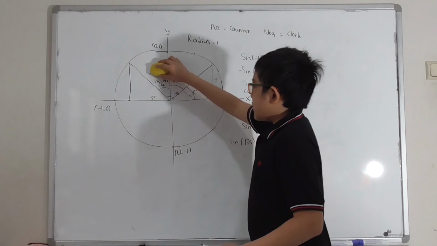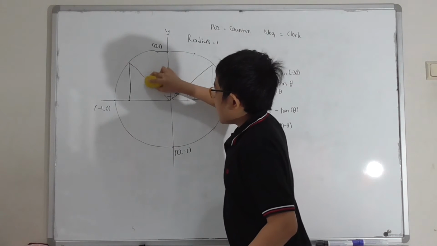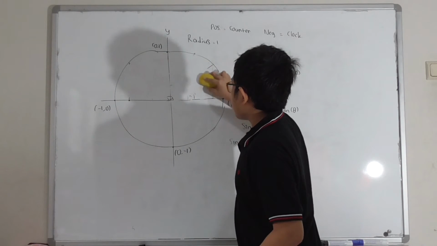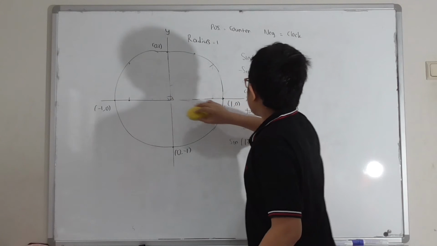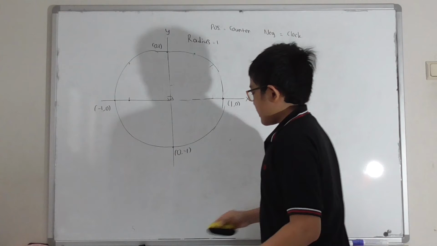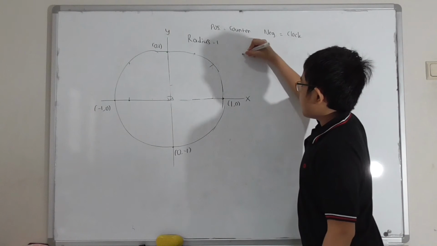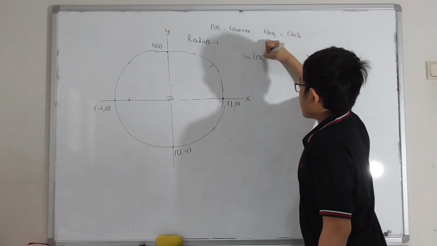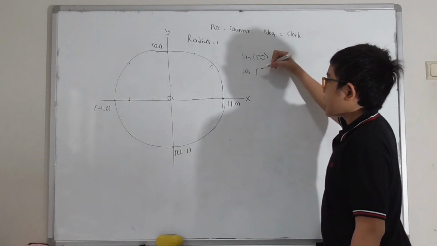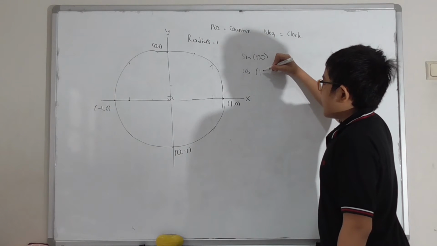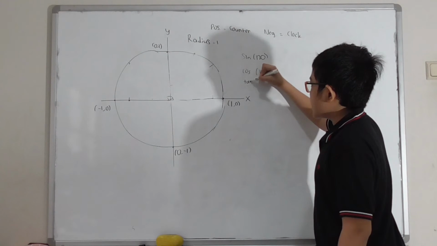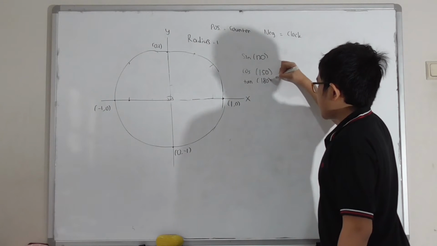So then, let me just erase this triangle right over here, and let's go through some practice questions for this unit circle. Let's say, for the first one, we're asked to find sine of 120 degrees. The second one, cosine of, let's say, 150 degrees. And then the third one is tangent of 180 degrees.